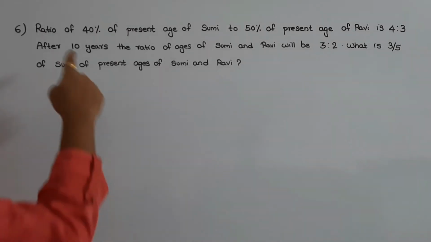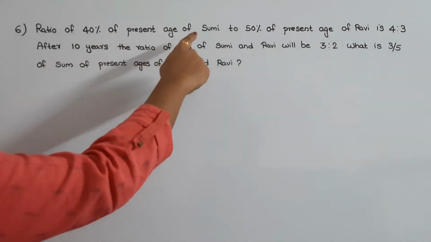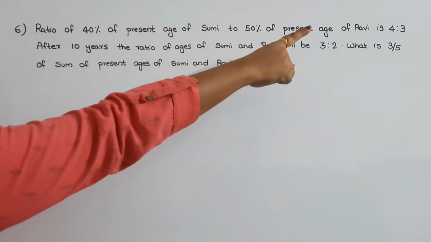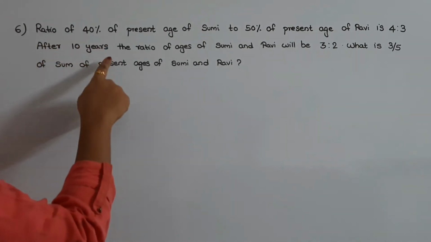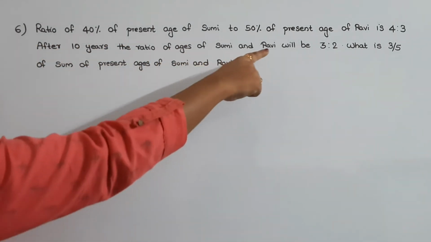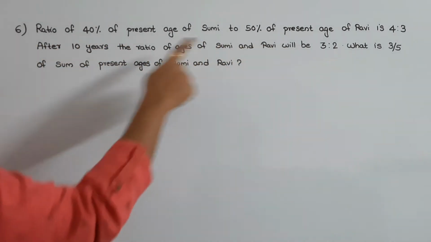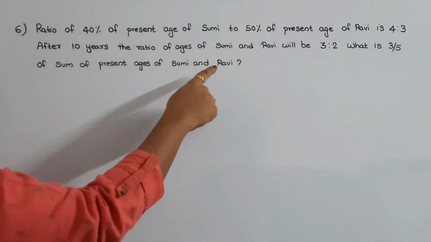The next question is, the ratio of 40% of the present age of Sumi to 50% of the present age of Ravi is 4 is to 3. After 10 years, the ratio of ages of Sumi and Ravi will be 3 is to 2. What is 3 by 5th of the sum of the present ages of Sumi and Ravi?